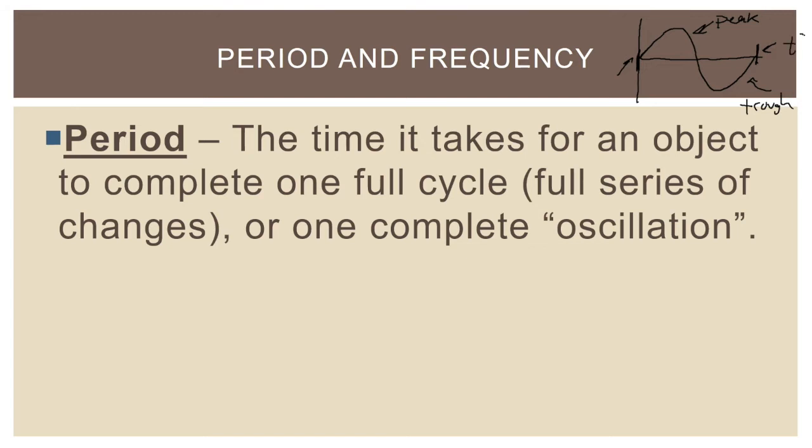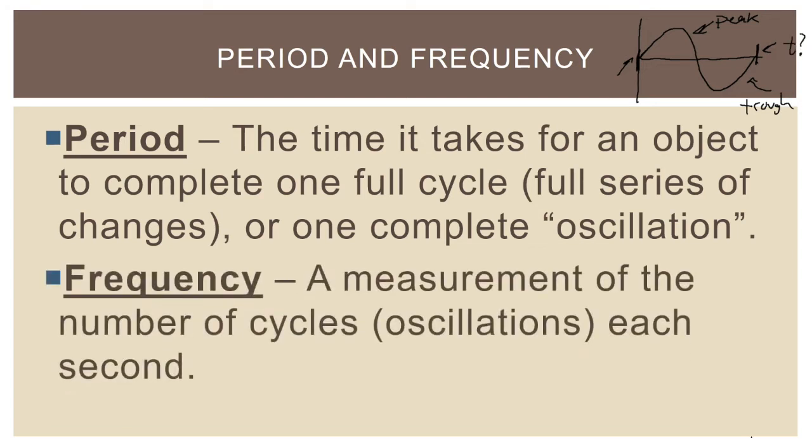It's how much time. The frequency, on the other hand, a similar definition, is a measurement of the number of cycles or oscillations experienced by the object each second. There's a lot of similarities between those definitions that I think you should realize. Period is a measurement of the number of seconds per cycle, the time it takes for one full cycle, and frequency is a measurement of the number of cycles per second, or how many cycles per second.